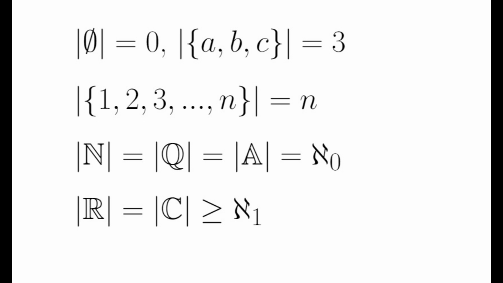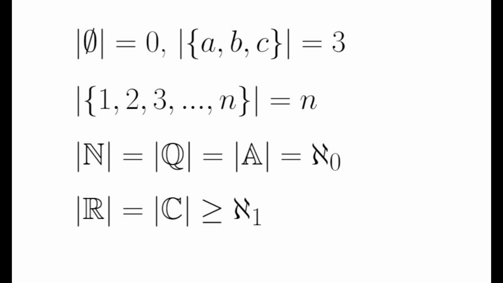We are all familiar with finite cardinals. The cardinality of the empty set is 0, the cardinality of the set containing A, B, and C is 3, and in general, the cardinality of any finite set with n elements is just n. But we can extend our idea of cardinality to infinite sets.